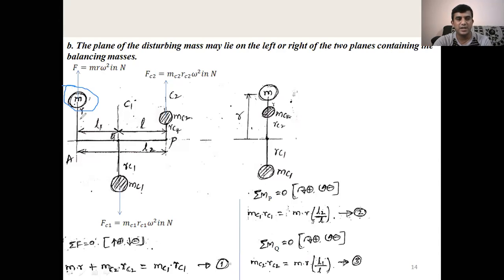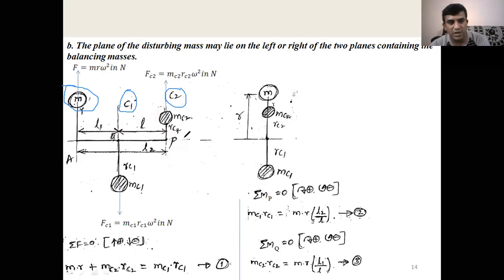Again take here, M is the disturbing mass, MC1 is the first counter mass located in where? At a plane C1 at a distance of L1 from the disturbing mass. Similarly, consider the second counter mass MC2 in which plane here? C2, at a distance of L2 from the disturbing mass, right? Now once you start rotating at a uniform angular speed omega, what will be the condition?